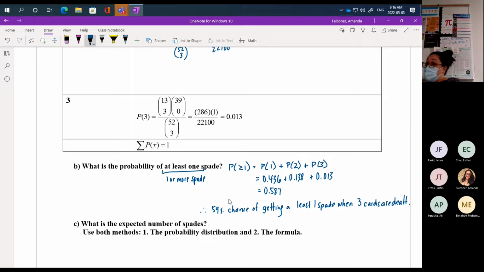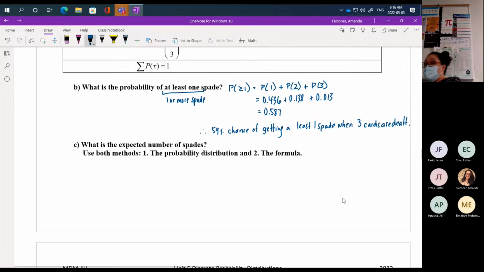You could have done that in an indirect manner. This was the direct manner. I think that's the easiest because you've already calculated all the probabilities anyways in the table, but if you wanted to do it in that indirect complementary style, you would go 1, take away what you're not interested in, which is 1, take away the probability of getting 0 spades. Okay, and this last one, what is the expected number of spades? And it says using the probability distribution or using the formula.